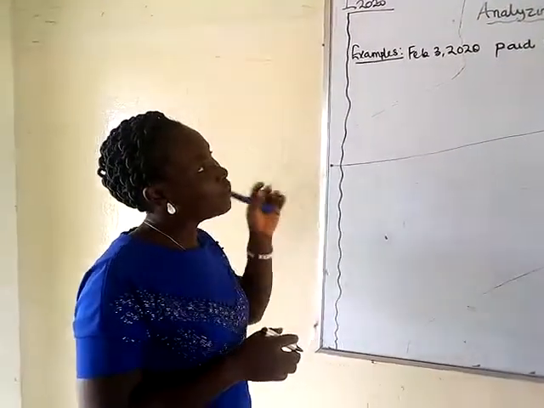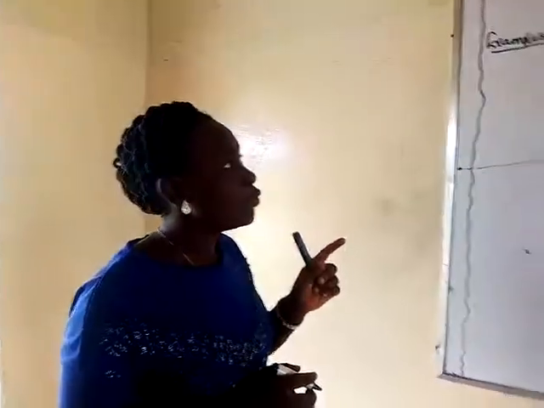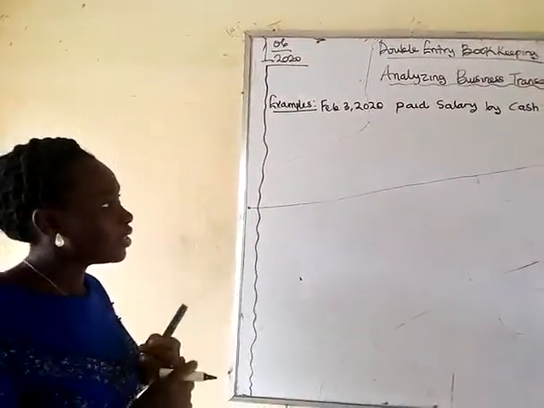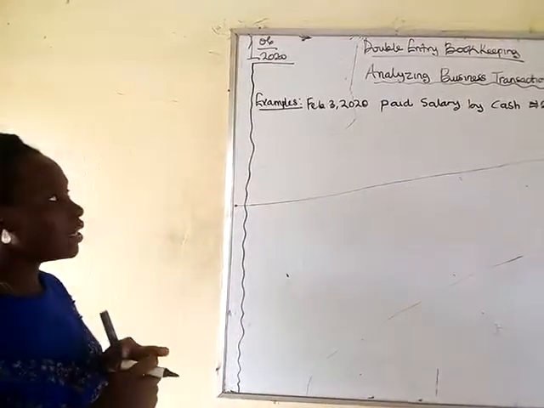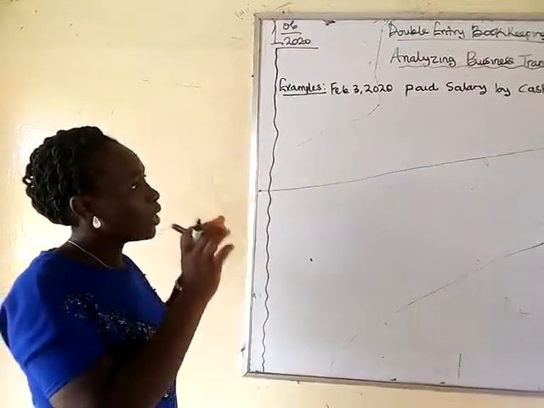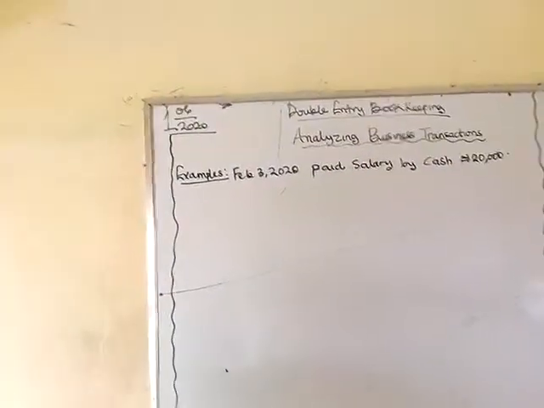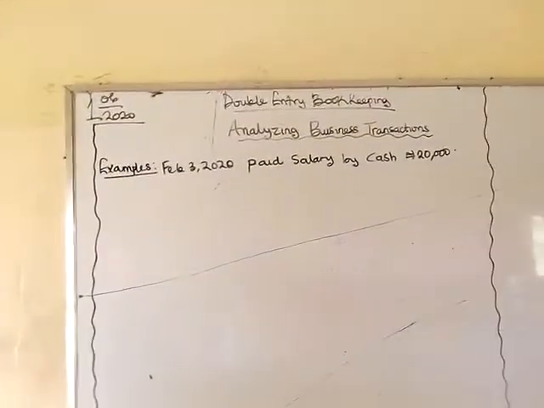We will be analyzing business transactions, and don't forget I told you in the class that we have two types of business transaction. You have your cash transaction and you have your credit transaction. So I'll just give one or two examples to conclude the topic. So we're looking at February 3rd, 2020, paid salary by cash, 20,000.